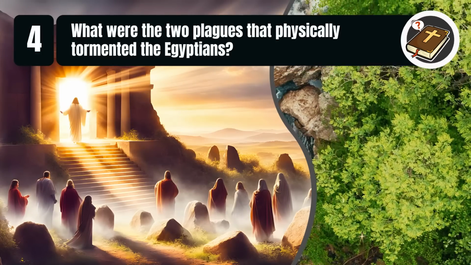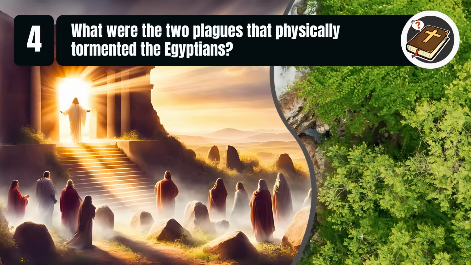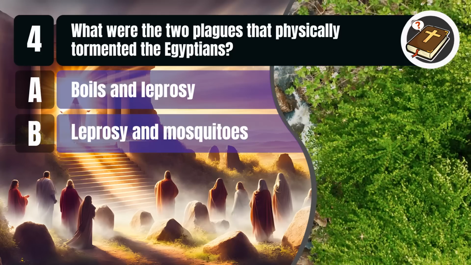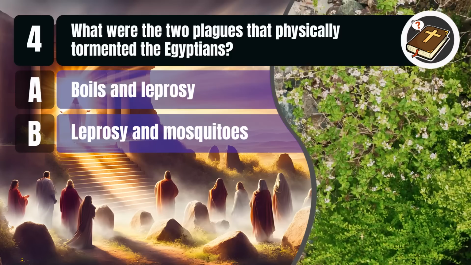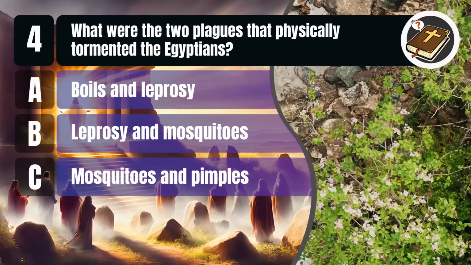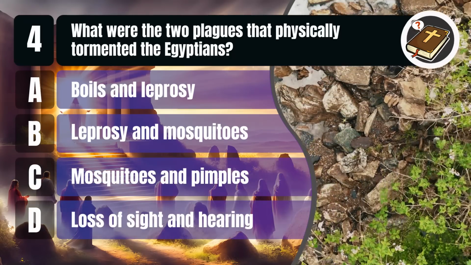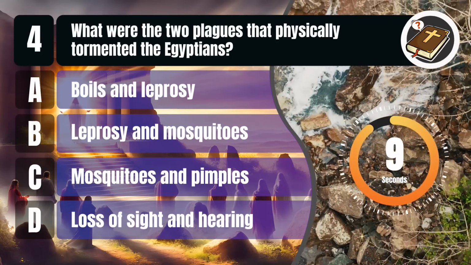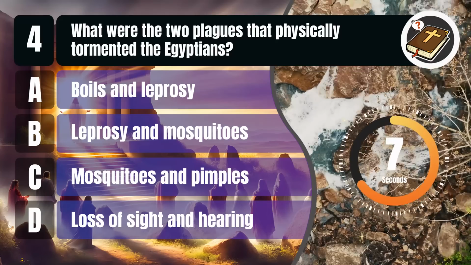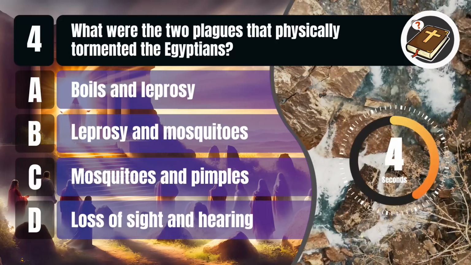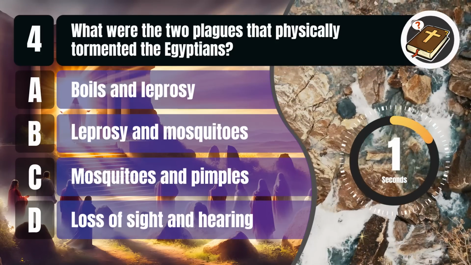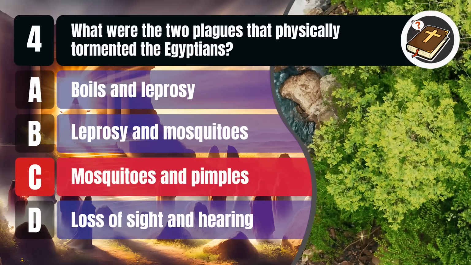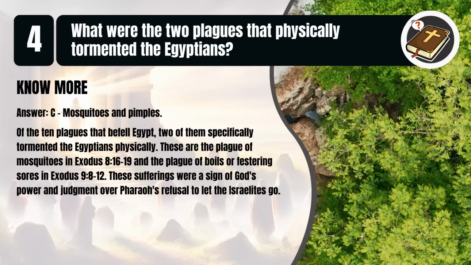Question 4. What were the two plagues that physically tormented the Egyptians? A. Boils and leprosy. B. Leprosy and mosquitoes. C. Mosquitoes and pimples. D. Loss of sight and hearing. You get 10 seconds. That's C. Mosquitoes and pimples.